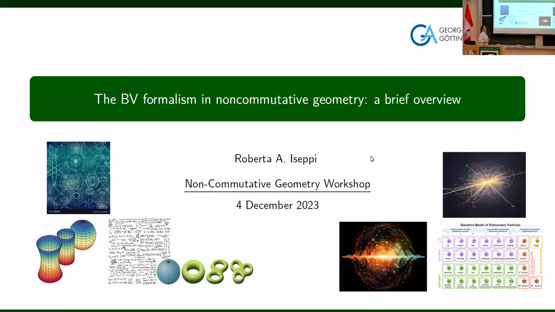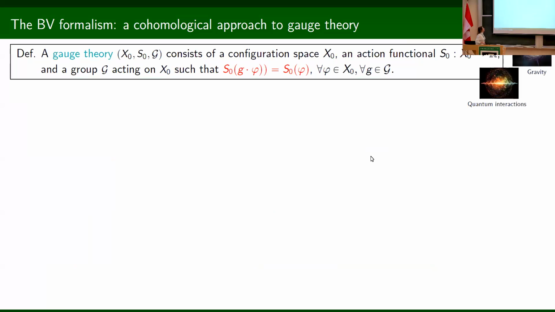But as I said, let's start by telling what the setting is. The main character of this story is the concept of a gauge theory. Here, for me, a gauge theory is something very simple. I'm reducing the concept to its essence. We have a configuration space that I'm going to denote by X_0, and an action functional S_0, defined over the configuration space and taking values in R. And then I'm supposing that there is a gauge group acting on the configuration space and leaving the action unchanged.